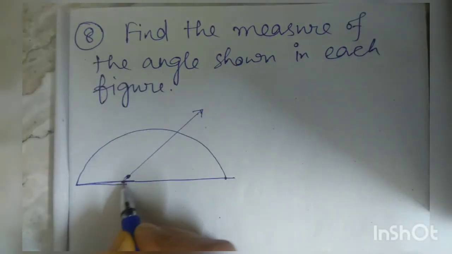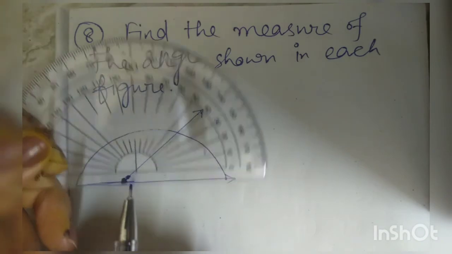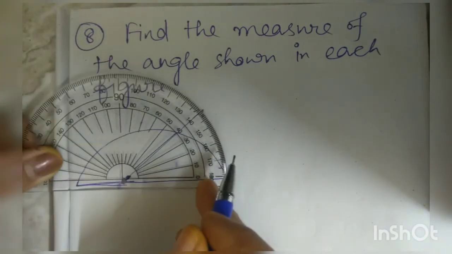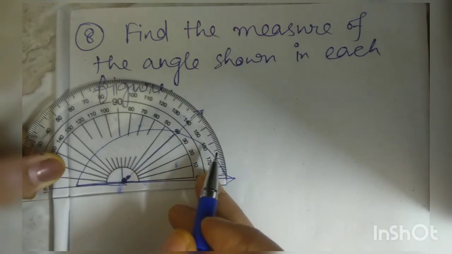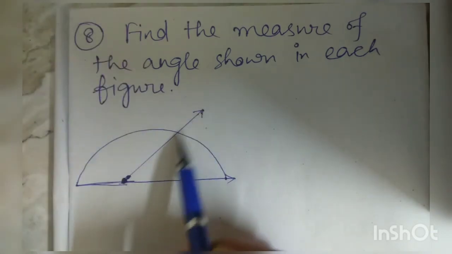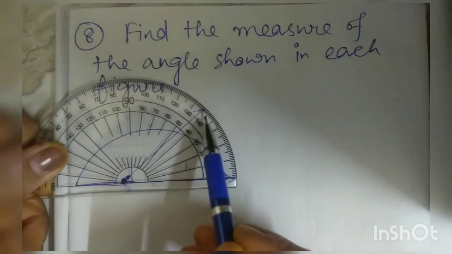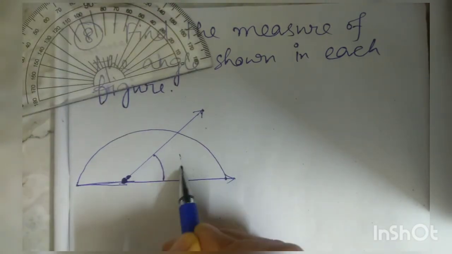As I said, the vertex, the meeting point of these two rays, will coincide with this point. Now this will be placed here, and the line also will coincide. You can easily see that this angle is obviously a 40 degree angle. These two rays, this one and this one, are coinciding, so this angle will be a 40 degree angle.